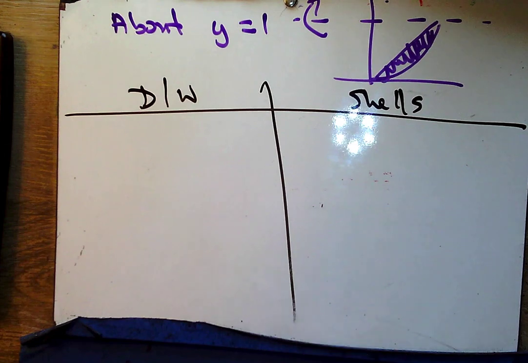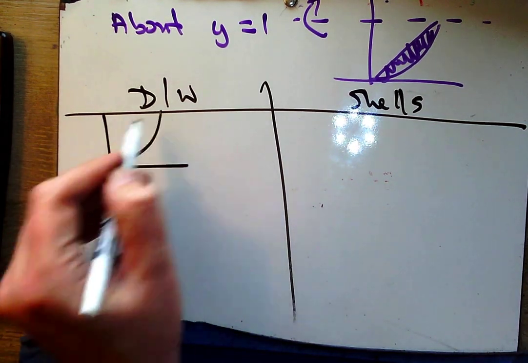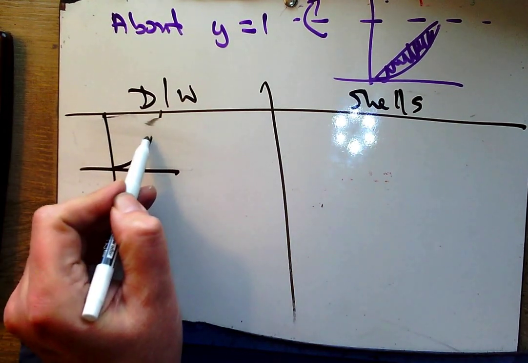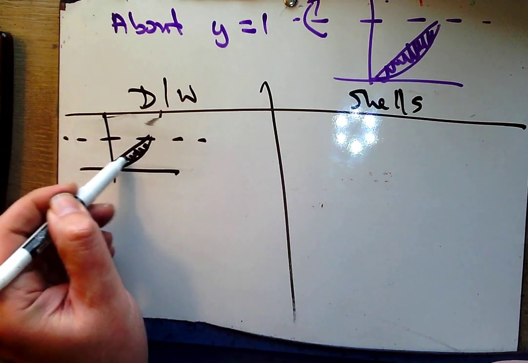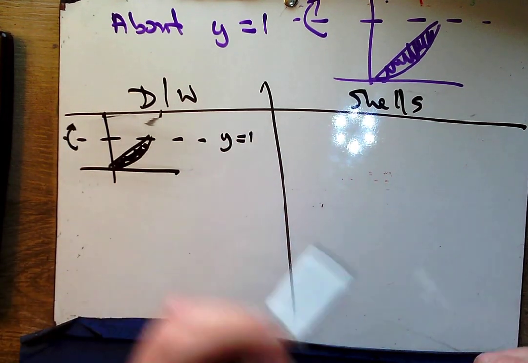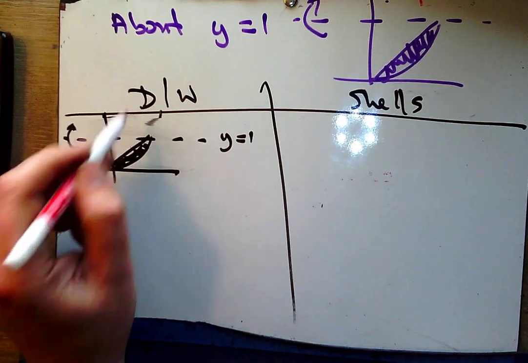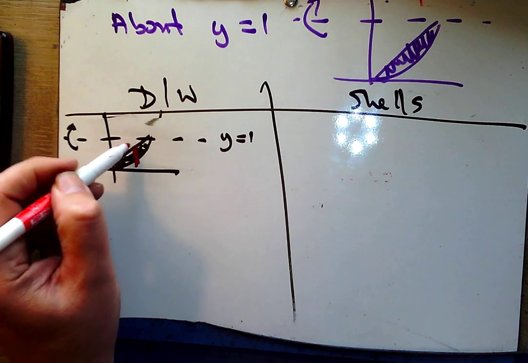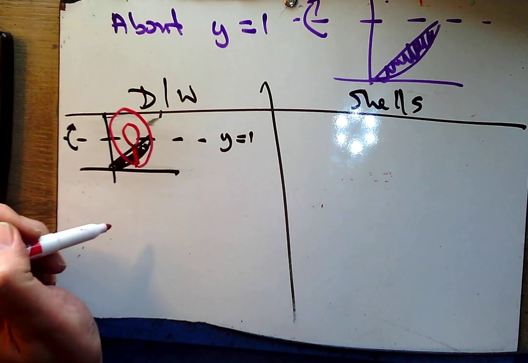Hey everyone, welcome back. So, we've got this region, and we're taking this region and spinning it around the line y equals 1. Okay? Well, I know with a disc or washer, I'm supposed to draw something perpendicular to the axis of rotation. And at each end, I draw a circle.